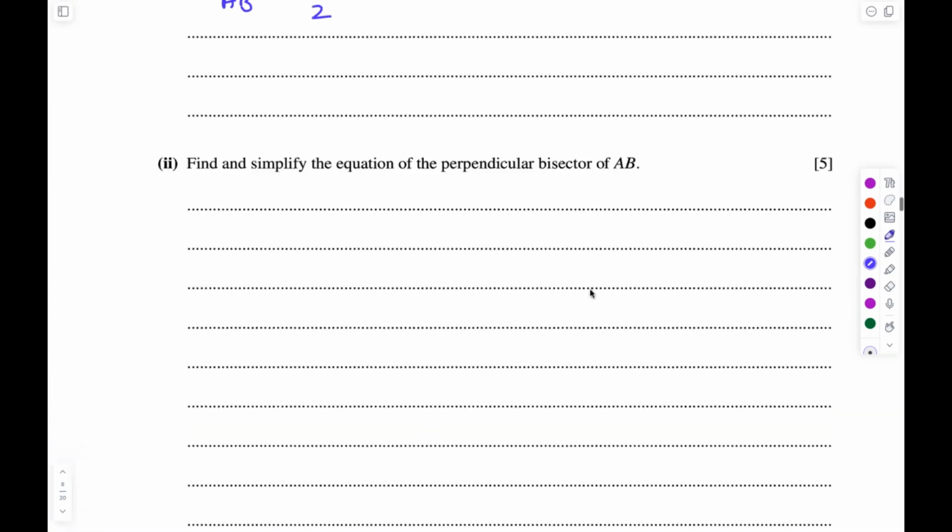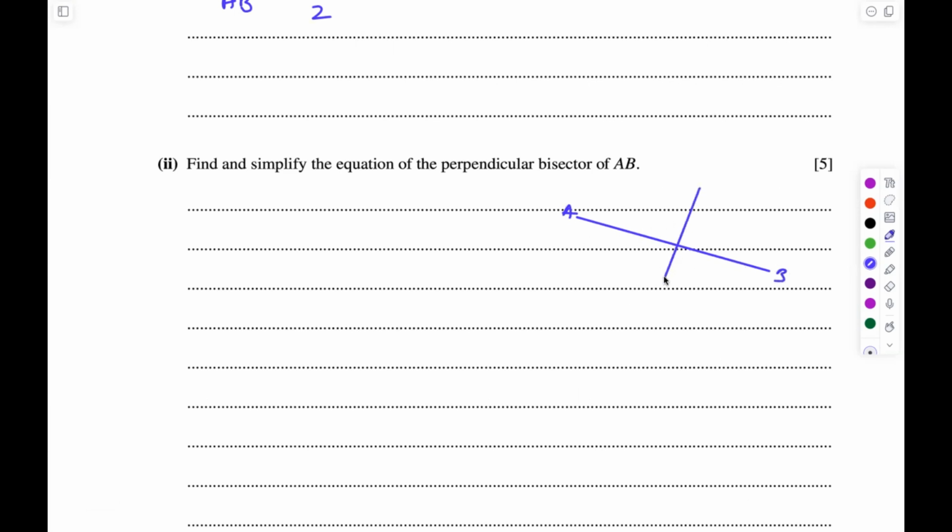In part 2, it says find and simplify the equation of the perpendicular bisector of AB. Now to find the perpendicular bisector of AB, let's say this is the line AB. The perpendicular bisector will pass through the midpoint of AB, and we also need the gradient to first find the equation. As the gradient of AB was 1 upon 2, the gradient of the perpendicular bisector will be equal to minus 2.